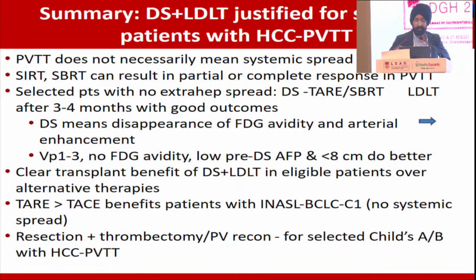So, summary. PVTT does not necessarily mean systemic spread. SIRT and SBRT can result in partial or complete response in PVTT, we all know that. And selected patients with no extrahepatic spread will benefit from downstaging with TARE, SBRT, followed by living donor liver transplantation after 3 to 4 months with good outcomes. And VP1 to 3, no FDG avidity, low pre-downstaging alpha-fetoprotein and less than 8 centimeter, do better. And there is clear transplant benefit of this policy over non-transplant treatments.